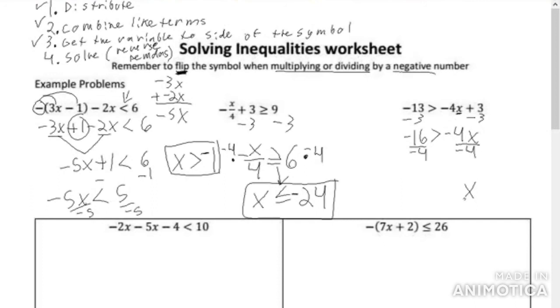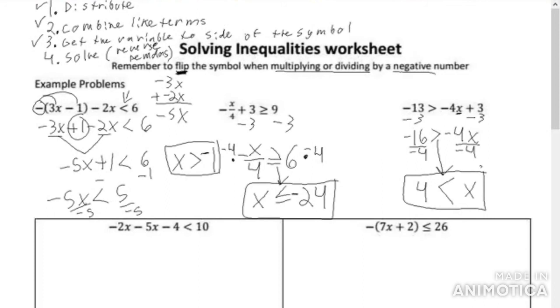What's 16 divided by 4? 4. I have two negative numbers. That means my final answer is going to be positive. So, I'm good. Now my sign was facing towards the left. Since I divided by a negative number, I need to switch it. Okay? And then that will be my final answer.